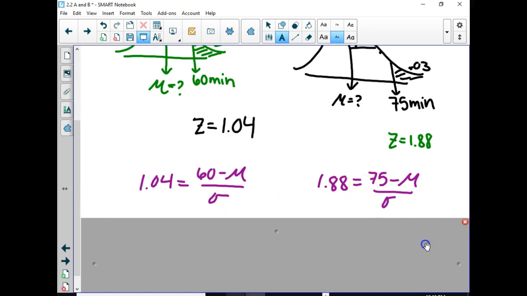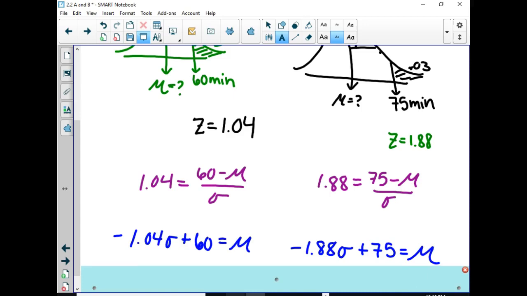You are back in algebra 2. What I'm going to do is I'm going to solve for mean, my mu. It doesn't matter how you go about this, but that's just what I did. If you don't know how to solve for mu, I multiplied by my standard deviation. I subtracted 60, and then I divided by this negative to give me negative 1.04 standard deviation plus 60. Again, over here to solve for my mu, I multiplied each side by my standard deviation. I subtracted 75, and then I divided by my negative.